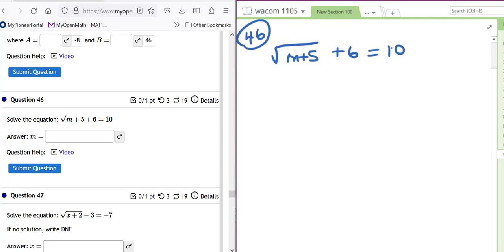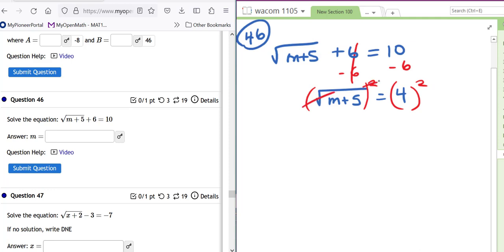Right, and so first step is isolate your radical. So you're going to go on that side and take off anything besides the radical. So I'm going to take off the 6. And so I get square root of m plus 5 equals 4. And now you're going to raise both sides to the power of the index. The index is 2 because it's a square root. So we are going to square both sides.